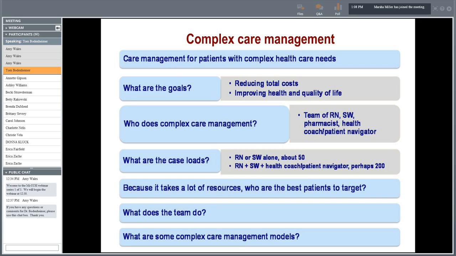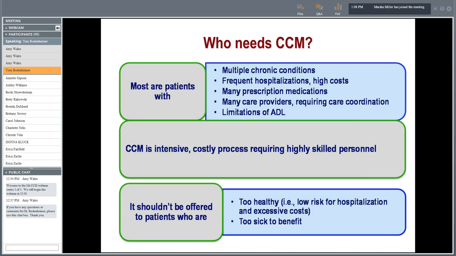Okay, so we're going to talk a little bit about who are the patients to target, what does the team do, and what are some models of complex care management. It's just incredible how much time people spend on figuring out which patients to target for complex care management, and there's big debates all the time about it. I don't think it's that much of a rocket science, actually. Really, it's people with multiple chronic conditions, many medications, frequent hospitalizations, limitations of their activities of daily living.